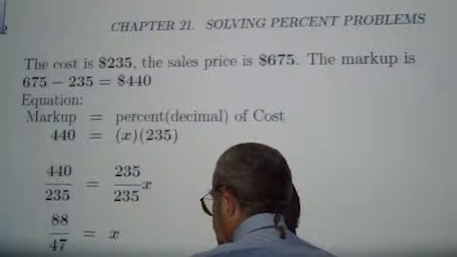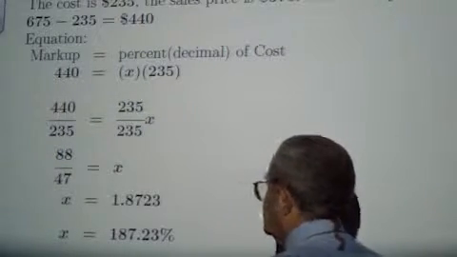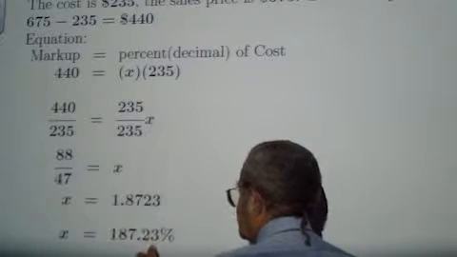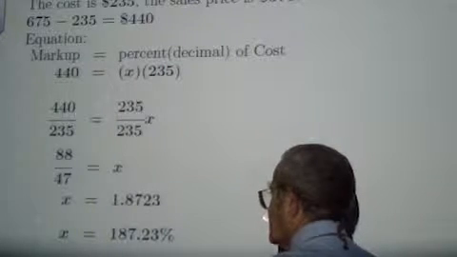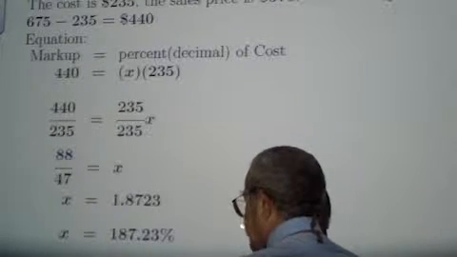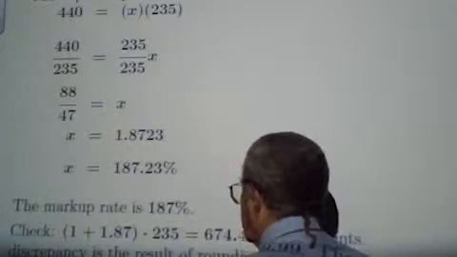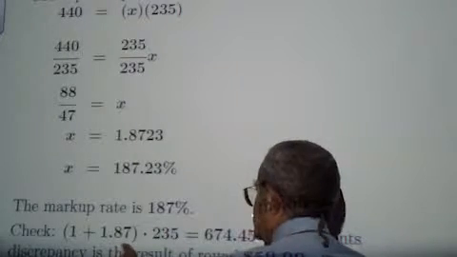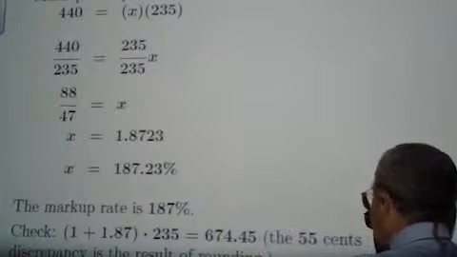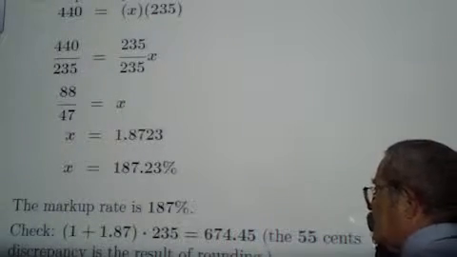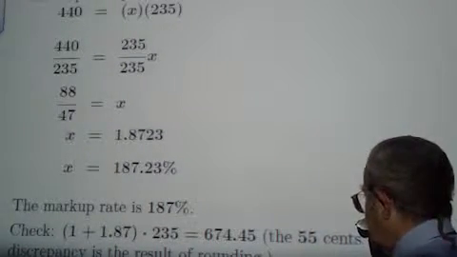If you divide, you get 1.8723, I guess rounded to the fourth decimal, and multiply by 100%, you get 187.27. Round to the nearest percent, 187%. As a check, 1 plus 1.87 times 235 is indeed 674.45. You're off by 55 cents, that's due to rounding errors. I think they will give you the 55 cents.